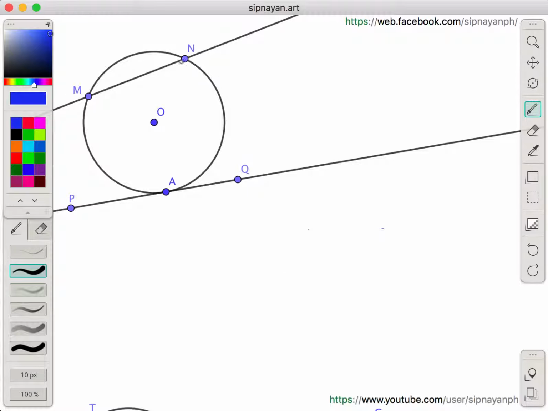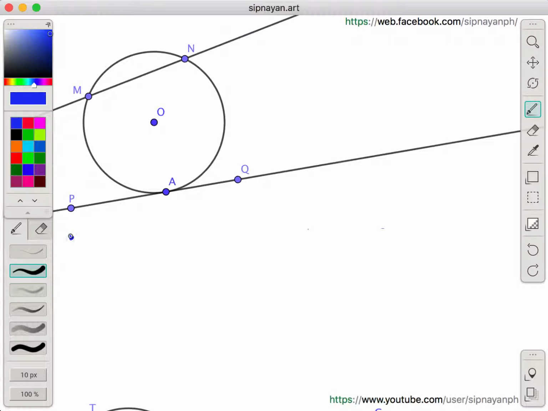And as you can see here, we have a circle. We have circle O. And we have two lines, line MN and line PQ. They pass through the circle, but MN passes through two points, while PQ passes through only one point.